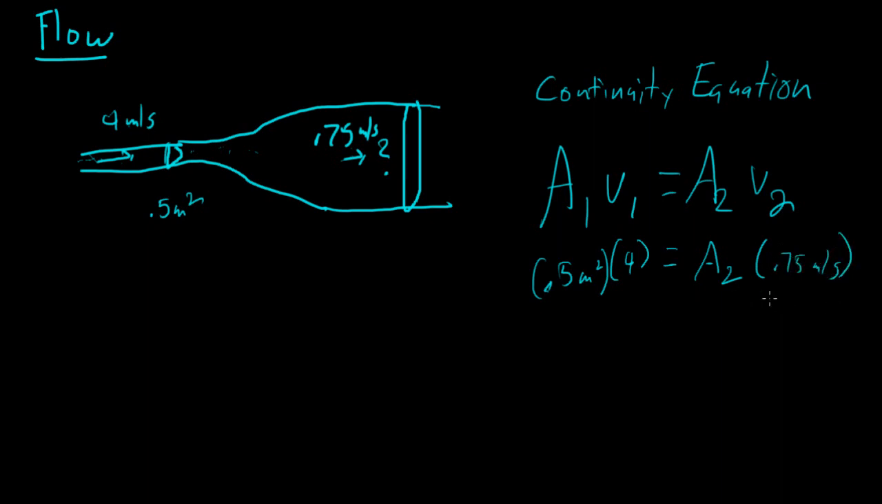Well, when we solve this, we divide both sides by 0.75. So we end up with 2 divided by 0.75, which is 2.6 repeating. So that means the area here would be 2.6 repeating square meters, which is significantly bigger. So that's an easy equation to solve too. Really, it's just a proportion that's already been cross-multiplied for you.